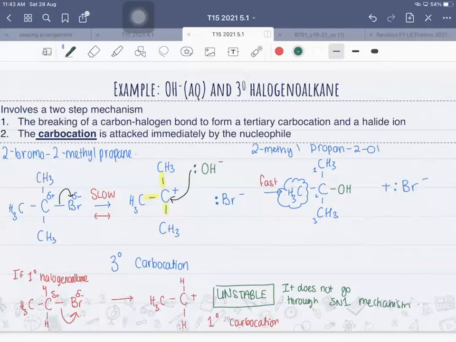What about the secondary halogenoalkanes? The secondary halogenoalkanes can choose. They can choose SN1 or they can choose SN2, okay? No problem. Or they can even get a mixture of both mechanisms.